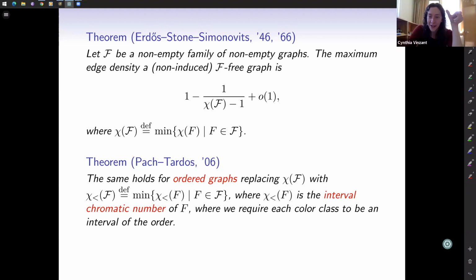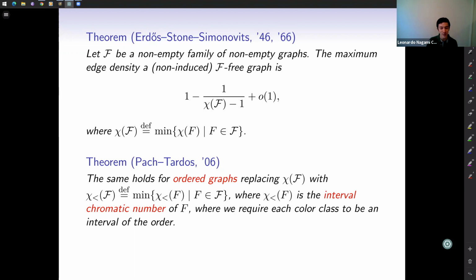So if you had edges between every i and i plus 1, then you'd have to use n colors. Exactly. So you can see that the interval chromatic number can be way higher than the usual chromatic number. Some things are interesting, and I'll go into more details. These other types of chromatic numbers have some interesting properties as well.